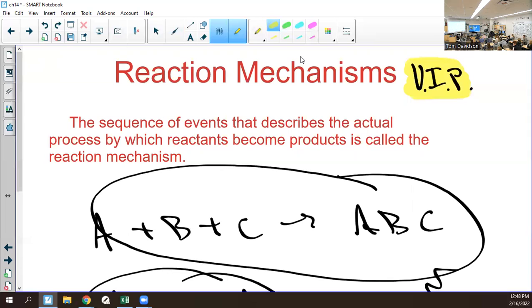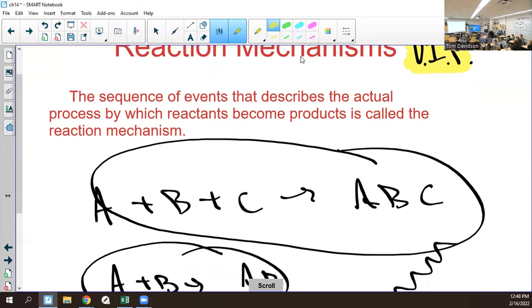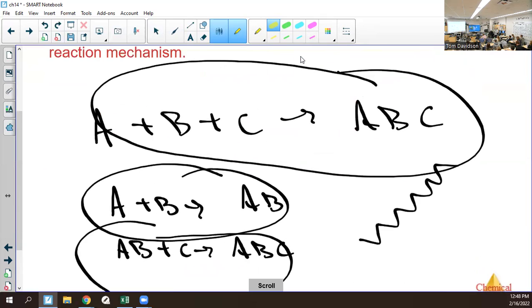Okay, now reaction mechanisms in the next 10 minutes might not make a ton of sense, but by the end of tomorrow, you'll be like, oh, those are easy. They are. Okay, reaction mechanisms is the actual sequence of events that describe the process by which reactants become products. All right, so follow me here. The reaction mechanism will show you steps that the reaction took. So I made this up, but it's not super hard.